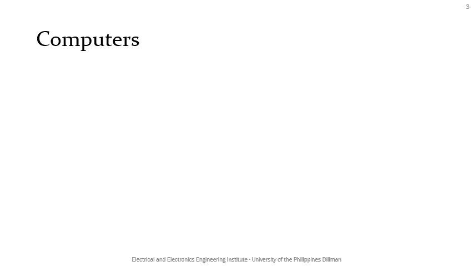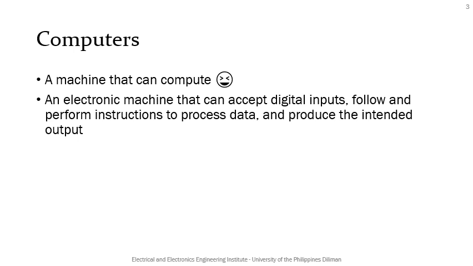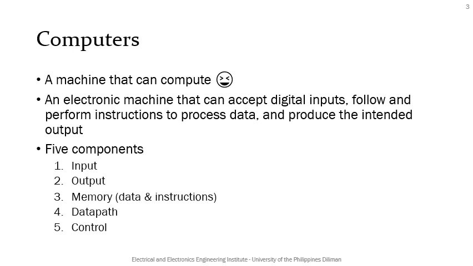We will start by defining what is a computer. As general as it can get, a computer is a machine that can compute. Specifically, a computer is an electronic machine that can accept digital inputs, follow and perform instructions to process data, and produce the intended output. A computer has 5 components: the input, output, memory, data path, and control.